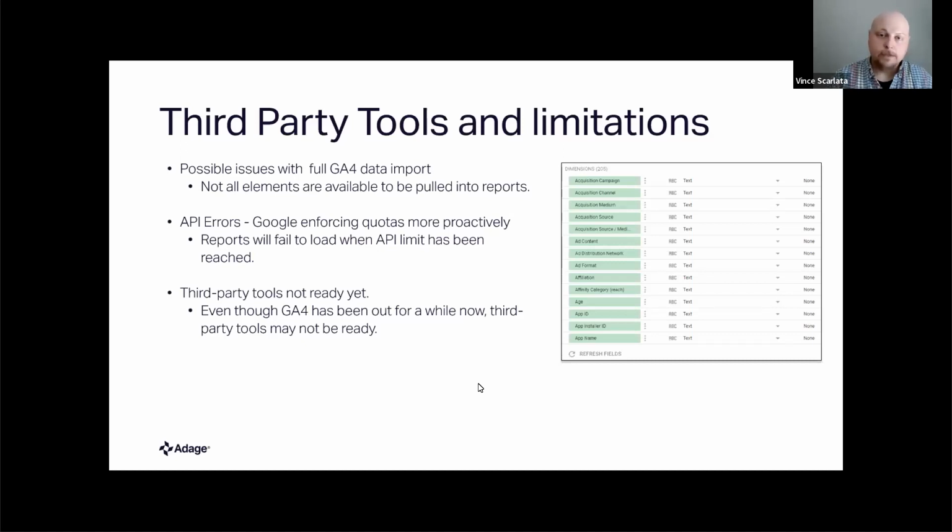So we might see those come through on the front end in the future, which I obviously hope happens. But if not, we have to work around that, right? We have API errors that we have to deal with. Google's enforcing quotas more proactively than it did before. So when you're in a Looker Studio report, or in another third-party tool looking at that data, and too many people are looking at it at a time, you might hit that quota limit a lot faster.